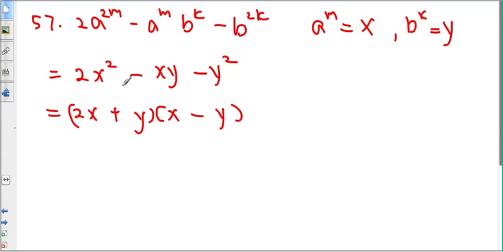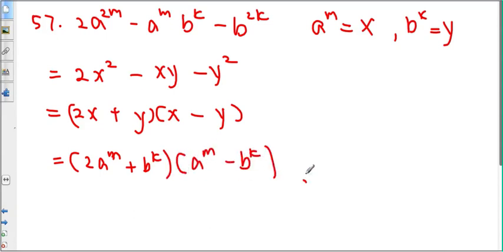Then we're going to get this expression. But now, after that, all we have to do is substitute a to the m power and b to the k power. So here we get 2, x was a to the m, plus b to the k, and a to the m minus b to the k. And that becomes our answer.